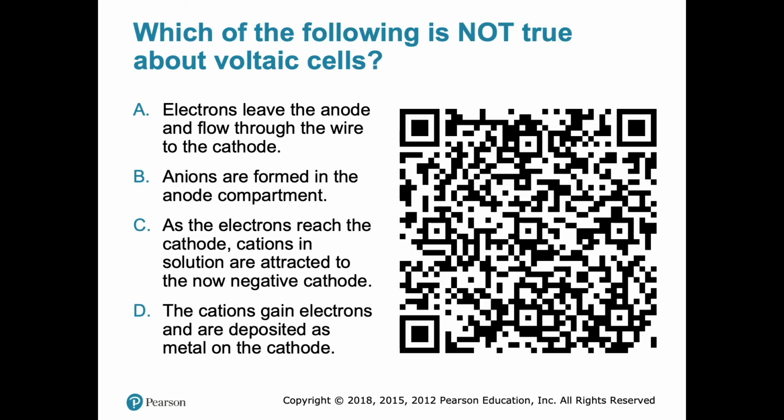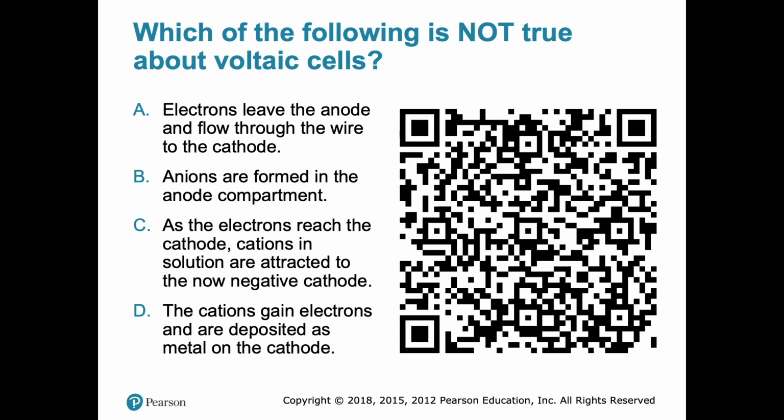So here's your next question. Which of the following is not true about voltaic cells? Electrons leave the anode and flow through a wire to the cathode. Sounds reasonable. Anions are formed in the anode compartment. As electrons reach the cathode, cations in the solution are attracted to the now negative cathode. And cations gain electrons and are deposited on the metal cathode.